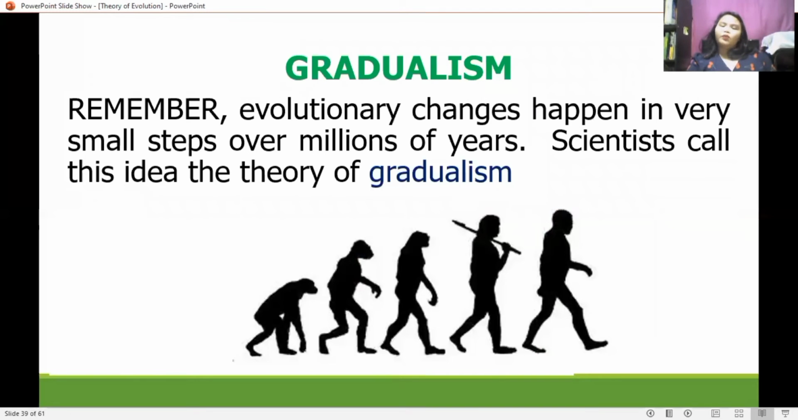Next, we have here gradualism. Remember, class, that evolutionary changes happen in very small steps over millions of years, not spontaneously. It talks about millions, thousands of years. Scientists call this idea the theory of gradualism.